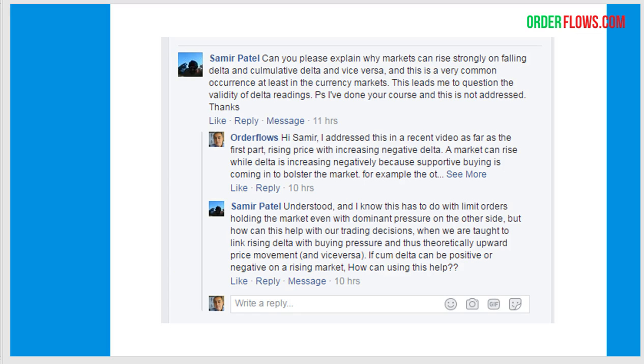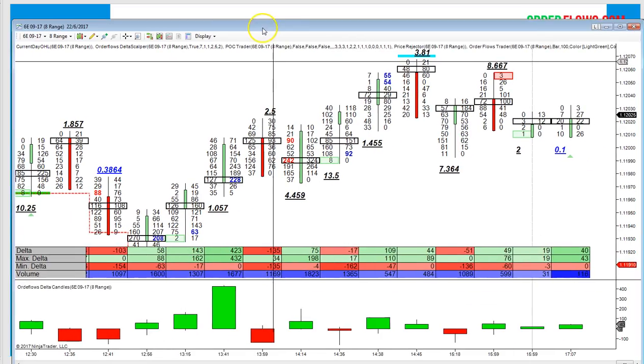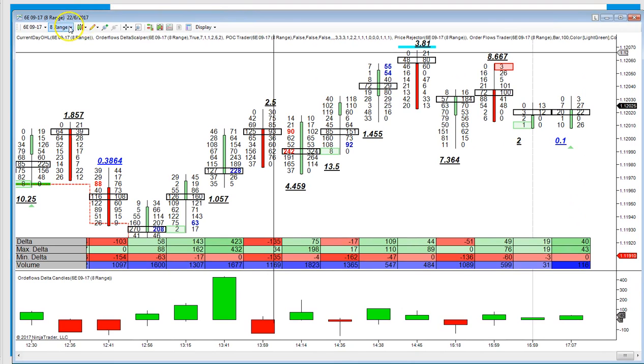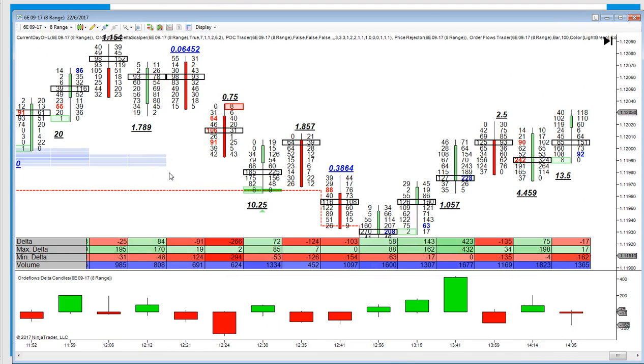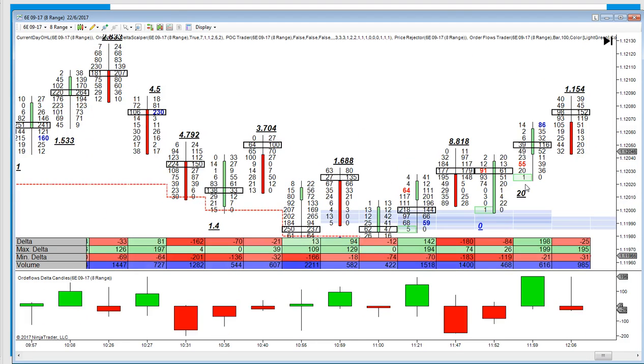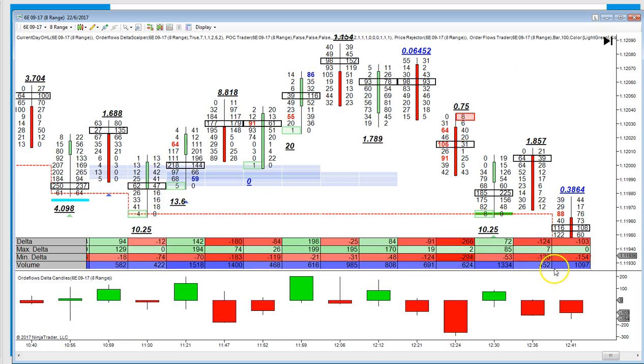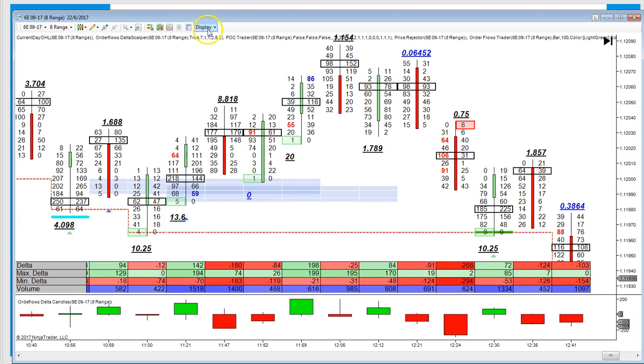So let me get a chart up here really quick. Let me find a good chart to use. Well, since he's talking about currency markets, I'll start there. Okay, so what do I got here? This is a euro currency chart. I don't have cumulative delta on this chart, but let me just throw it up there.